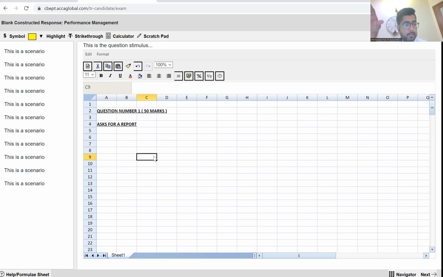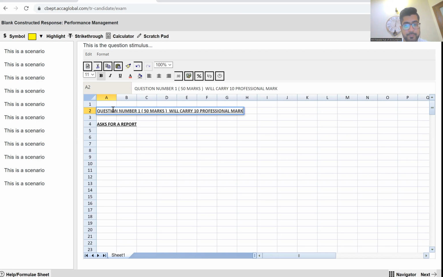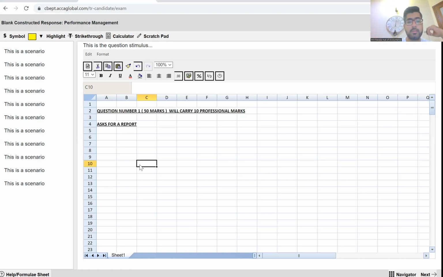Now, your paper has 20 professional marks, but the examiner has given a statement that question number 1 of 50 marks will carry 10 professional marks. There are 20 professional marks in your complete exam, but out of those 20, question number 1 of 50 marks, which asks for a report, will carry 10 professional marks.